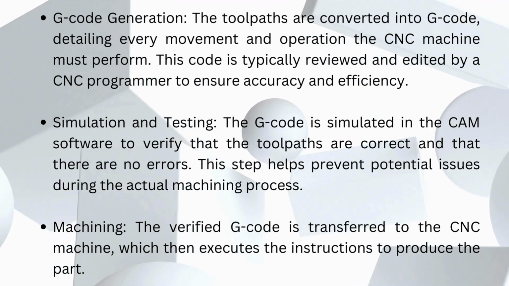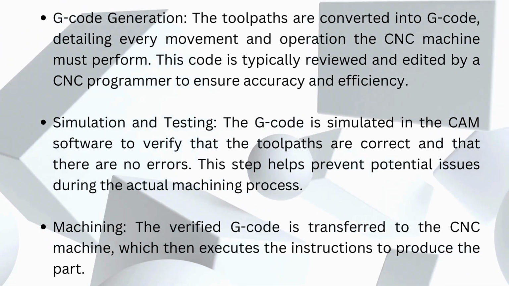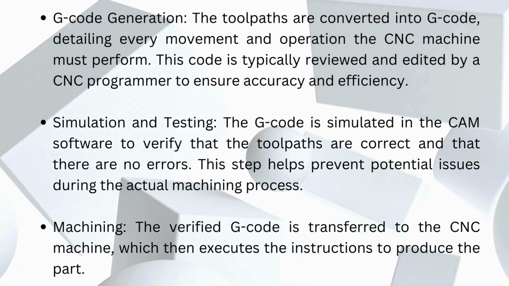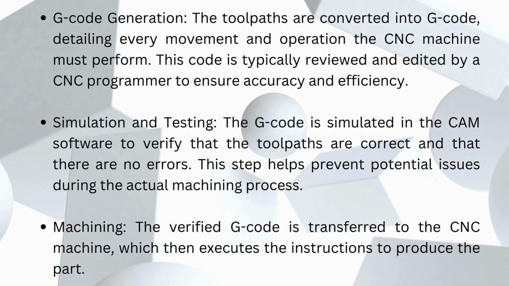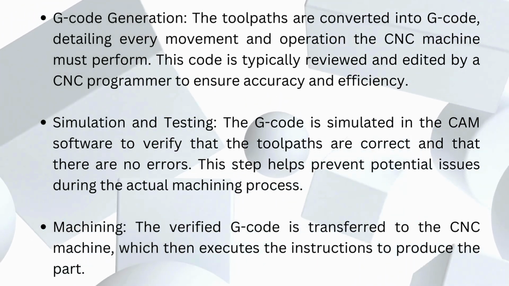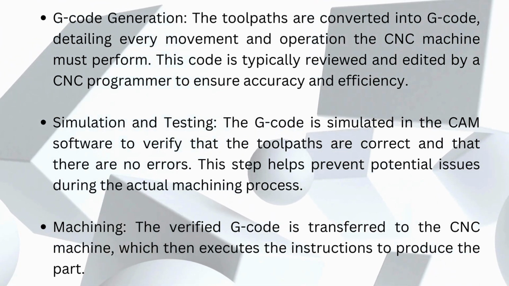Simulation and testing. The G-code is simulated in the CAM software to verify that the toolpaths are correct and that there are no errors. This step helps prevent potential issues during the actual machining process.